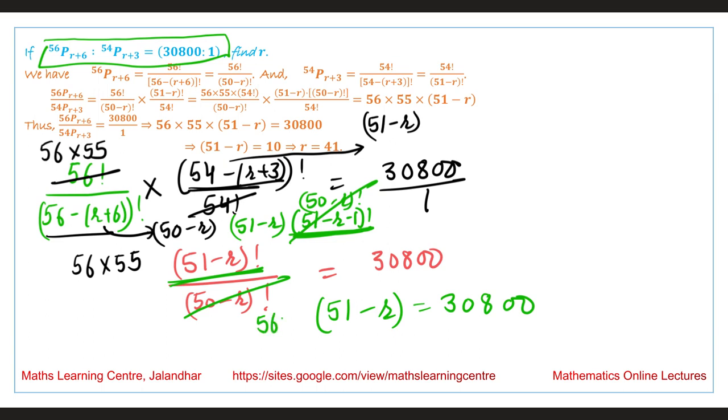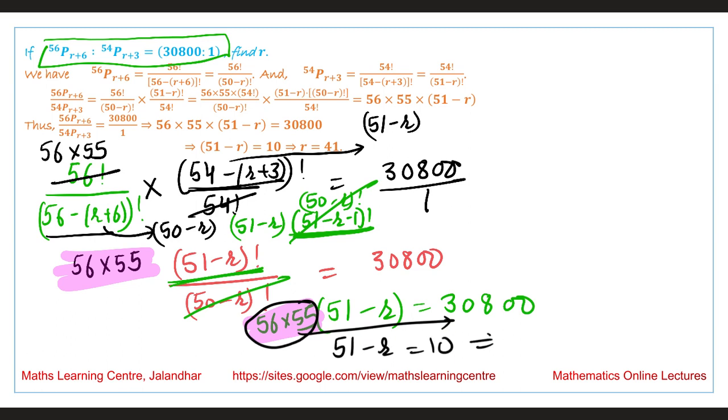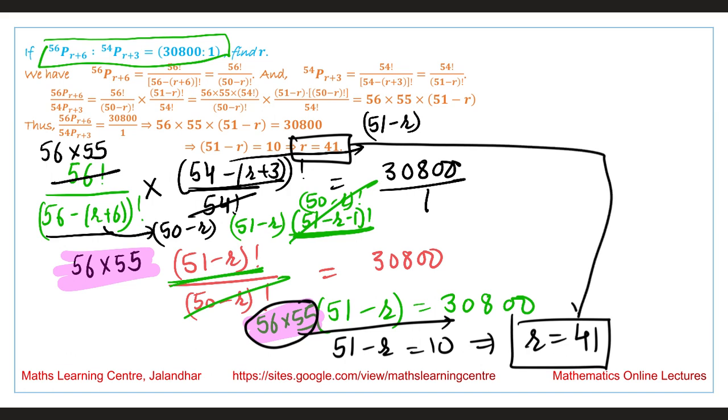When we divide 30800 by 56 into 55, we obtain 51 minus r is equal to 10. So this implies that the value of r is equal to 41.